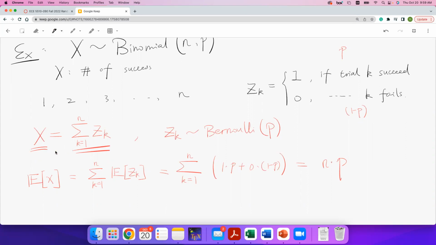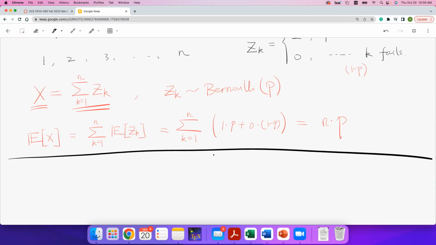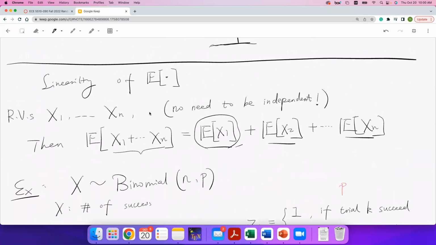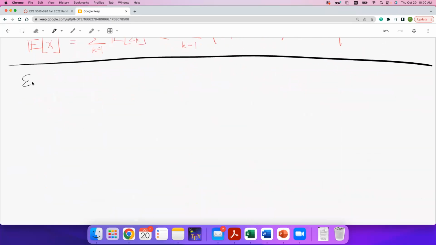So this tells us that sometimes decomposing the random variables is useful, especially when we compute the mean. The reason that we consider decomposition is that expectation is linear with regard to different random variables. So if you can decompose a big random variable into a sum of smaller random variables, then we just need to compute the expectation of the smaller ones. Let's look at another interesting practical example.